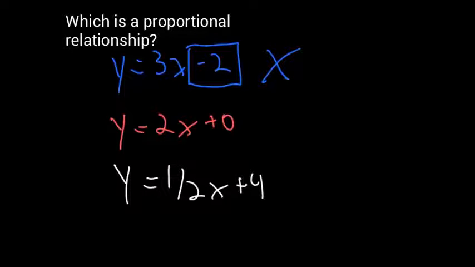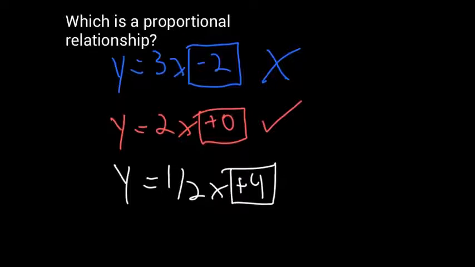The next one we have is plus 0, so that would go through 0, 0, which is the origin, so that would make it proportional. And then the next one would go through 0, positive 4, which is not the origin, it's not 0, 0, so it is not proportional. So the only proportional one there would be y equals 2x plus 0, which you could just write as y equals 2x.